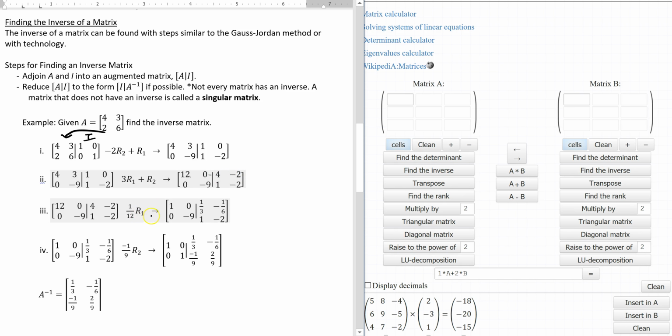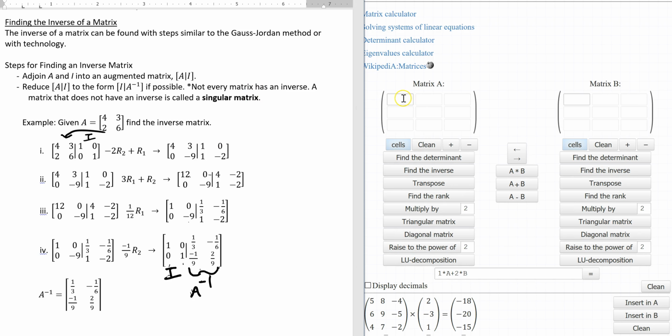All right, to change the 12 to a 1, I'm going to divide all of row 1 by 12. And when I do that, I end up with 1, 0, 1/3, and -1/6. And then I'm going to take the second row and divide it all by -9. So that way this becomes a +1. If I divide everything by -9, that second row turns into 0, 1, -1/9, and 2/9. So my inverse matrix is sitting here on the right-hand side. That's my inverse matrix because I ended up with an identity matrix there on the left of the augmented line.